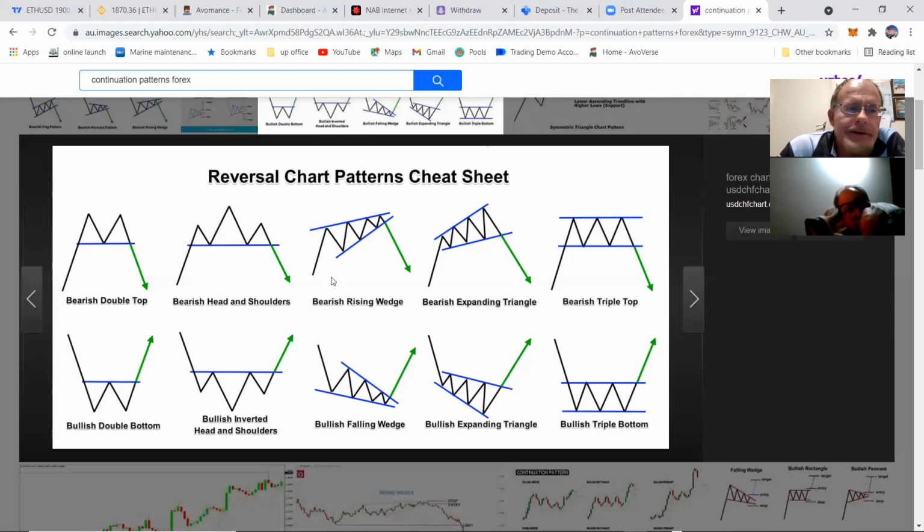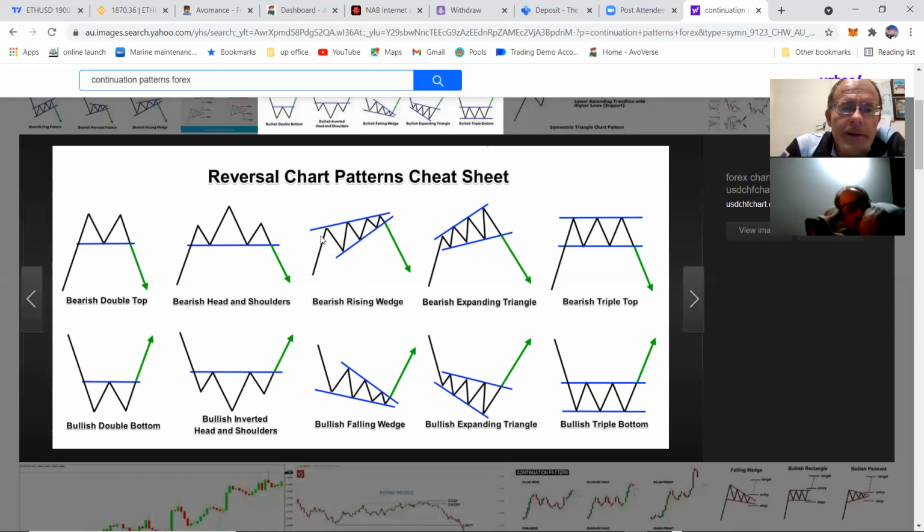If we remember the pennant shaped one, how the market shot up and then it consolidated and then continued the other way. This one's very similar. It's come up, it's consolidated, but it's going to come back down.